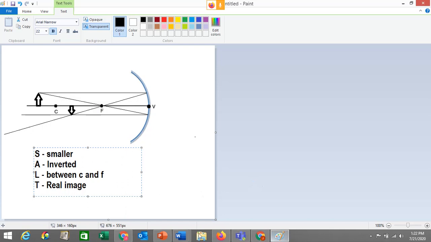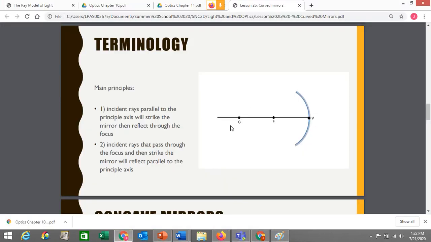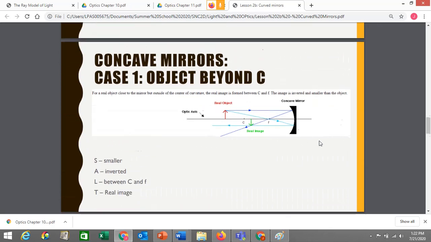Okay, let's go back. All right, so the first case for concave mirrors, we're going to break this into a few different cases. I think there are 5 cases, if I remember, for concave mirrors. If you don't know these cases, you can just figure them out. Like the first case here is what I just did.